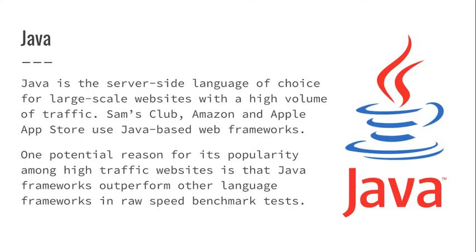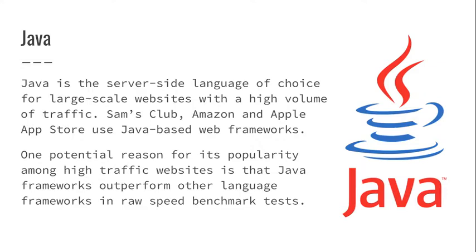It's a server-side language of choice for large-scale websites with a high volume of traffic. So Sam's Club, Amazon, Apple App Store, they all use Java-based frameworks. Okay. The reason why it's popular is because they outperform other frameworks in raw speed benchmark tests. Now, Java is not open source, it's developed by a company, so the quality is definitely better, and it can handle a higher volume of data transfer than PHP can.